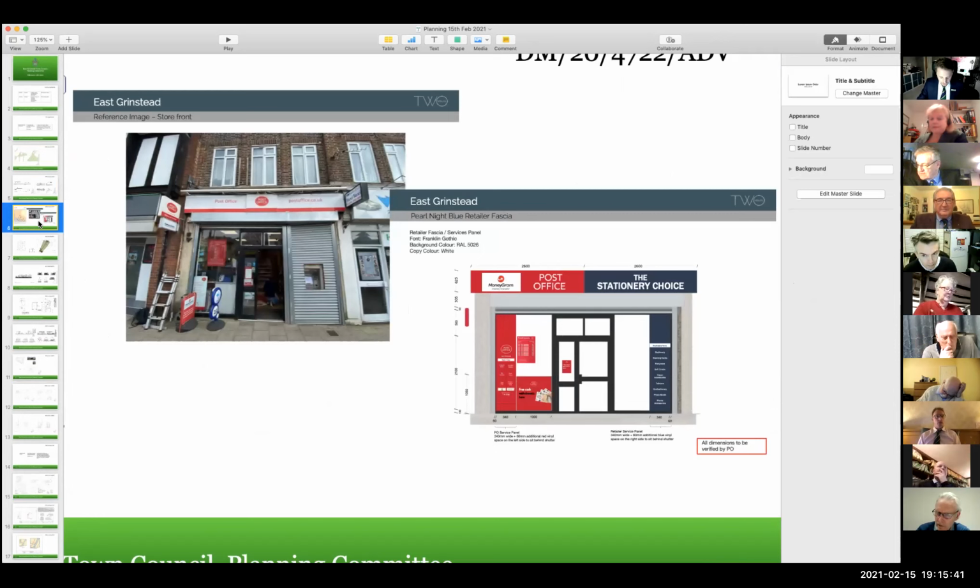Okay. DM204722, sorry, this is Eastminster Post Office. This is replacing existing shop front fascia signage. No change to the dimensions of the existing. So this is the post office. As you can see, this is a rebrand to bring it in line with current post office advertising.